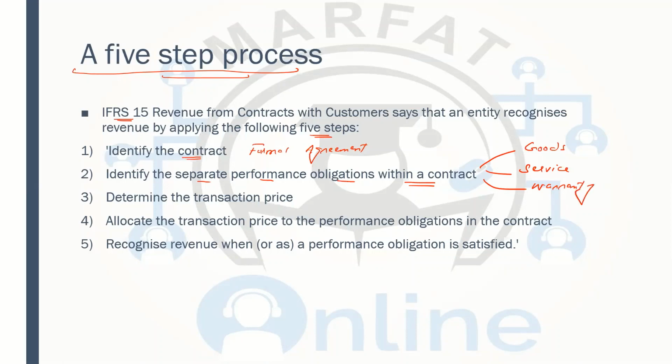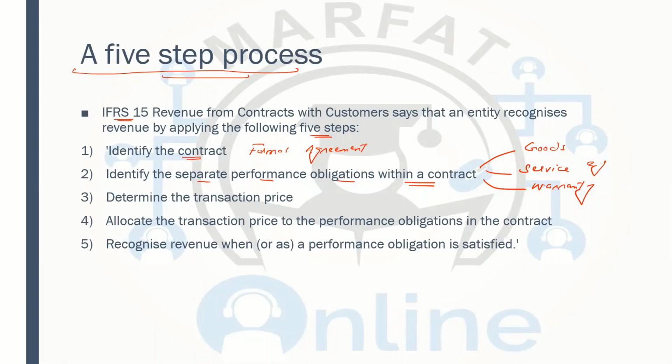So identify the separate performance obligations within a contract. So goods, service, and warranty, for example, the example I gave you. It can be 2 things, it can be many more things as well. So the first step is identification of the contract. The second step is identify the separate performance obligations within a contract. And it can be 1, 2, 3, 4, whatever. So you have to see your contract, how many performance obligations you have that you have to provide to the customers.